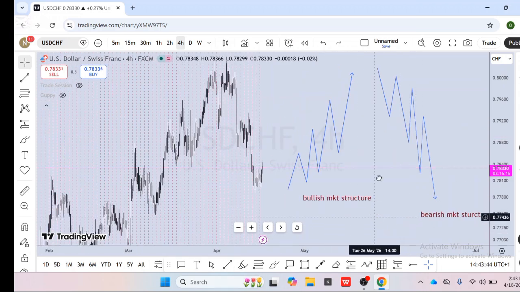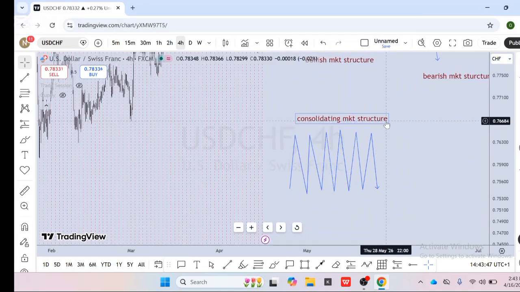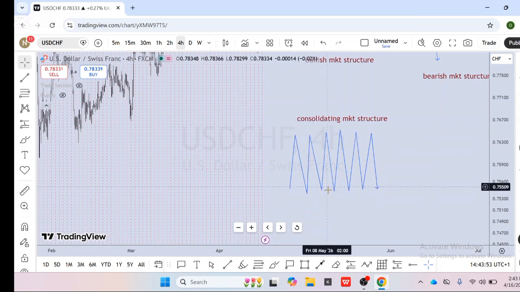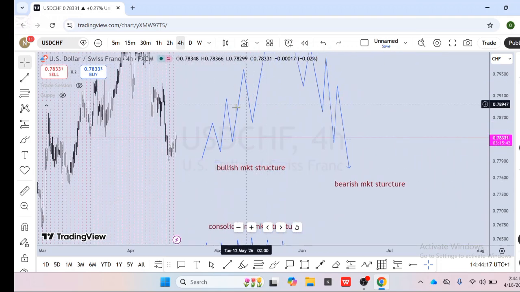Then we'll have what we call the consolidating market structure. Price makes equal high, equal low, equal high, equal low, equal high, equal low. This is a market structure that should not be traded. Traders tend to lose a lot of money in this market structure. You find out that if you are selling here, before you said I'm selling, you started buying, you lose money. But you make money in trading the bullish market structure, which is the buy market, and the bearish market structure, which is the sell market.